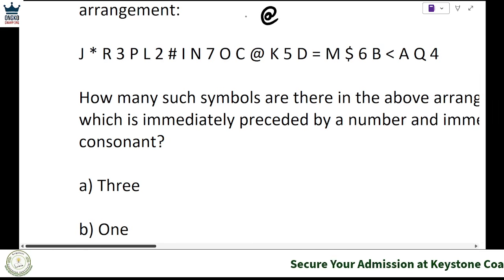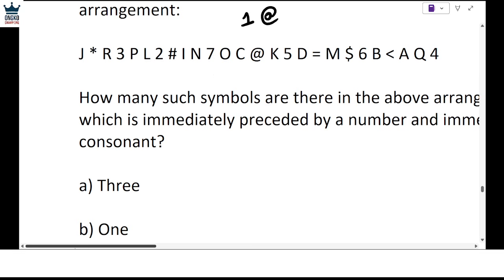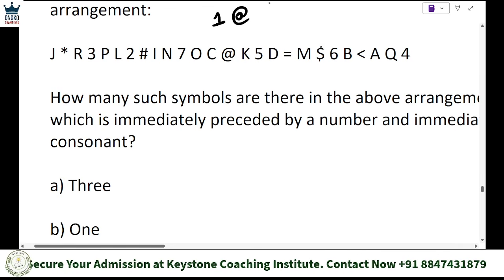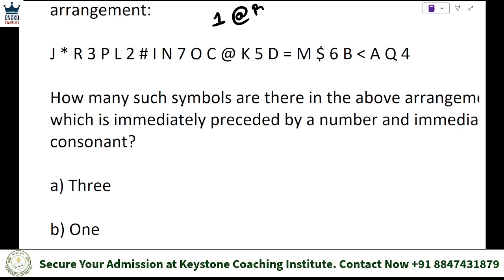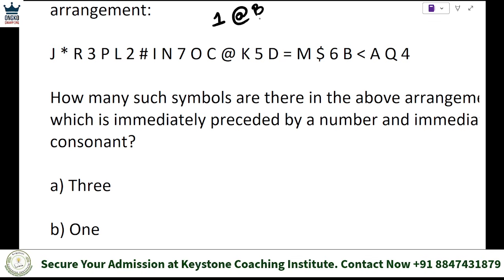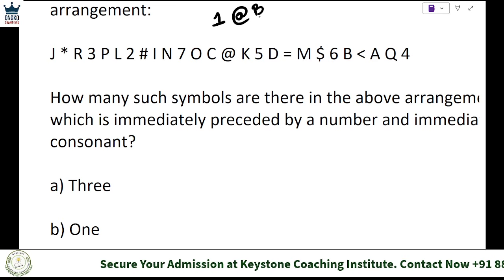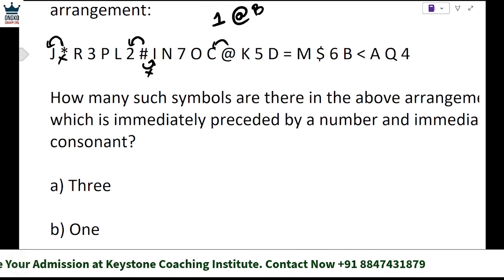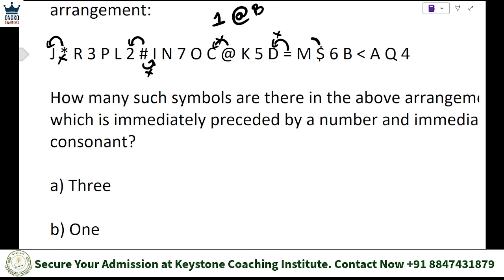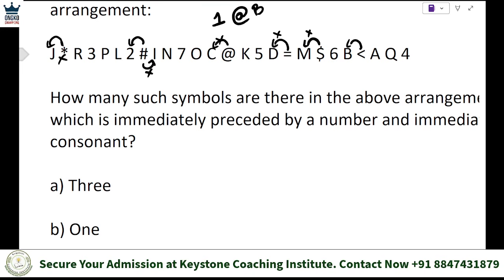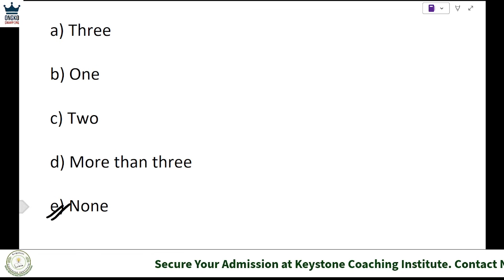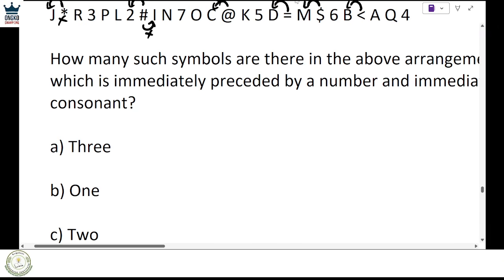and immediately followed by a consonant? So a symbol preceded by a number means before the symbol there should be a number, and after the symbol there should be a consonant. Consonant means alphabets that are not A, E, I, O, U. So we check each symbol: is it preceded by a number and followed by a consonant? This one is a symbol, preceded by a number, but followed by a vowel, so no. Another symbol is not preceded by a number, so no. So the answer is none. None is the answer.